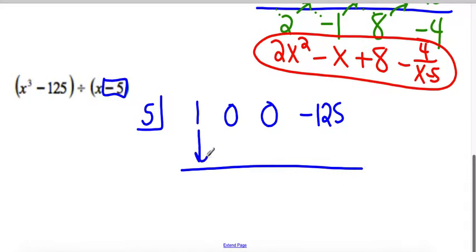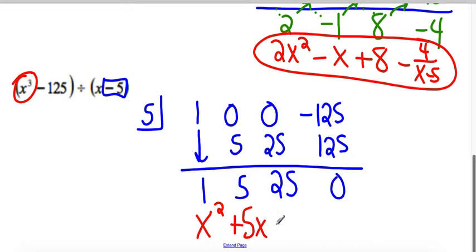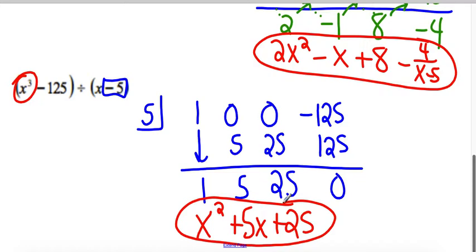Here's how I do synthetic division. Drop the 1. 5 times 1 is 5. Add. 5 times 5 is 25. Add. 5 times 25 is 125. Add. So that's what it looks like with all the little dots and arrows, because you don't need them. Okay, here's our answer. We started with degree 3, which means our answer is going to be degree 2. So we have 1x squared plus 5x plus 25. We have no remainder. So here is our final answer.